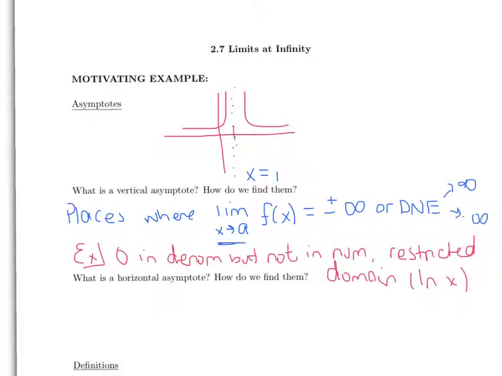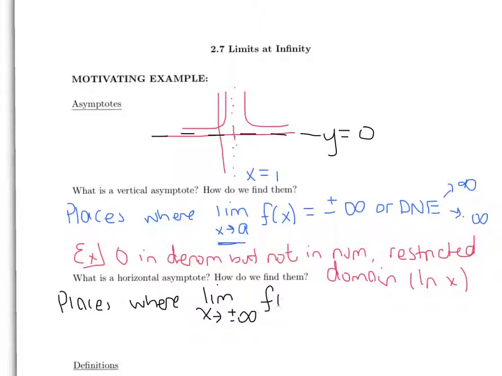And then a horizontal asymptote. The picture that I drew actually also has a horizontal asymptote along the x-axis, y equals 0 in this case, where the function is getting really close to that line as x gets big, but not touching it. These are places where the limit as x approaches plus or minus infinity of f of x equals a particular number. If it equals a number, then that number gives a horizontal asymptote.